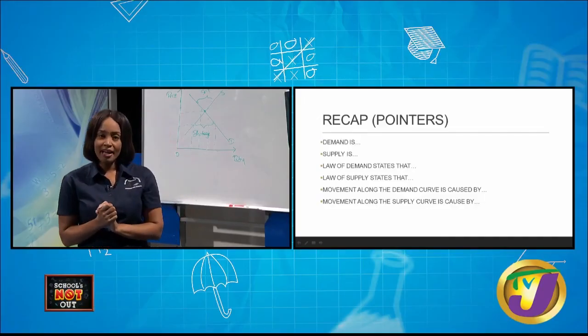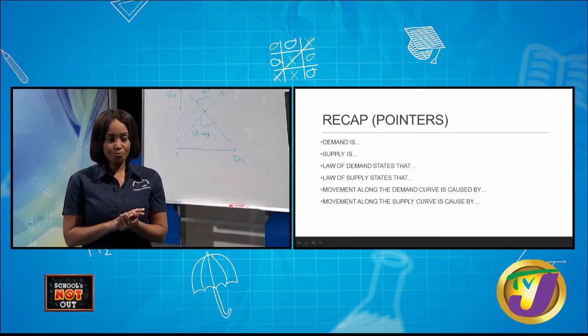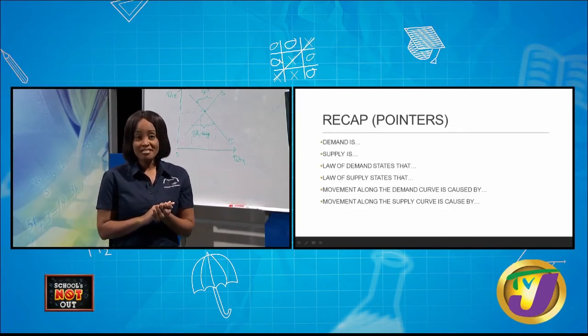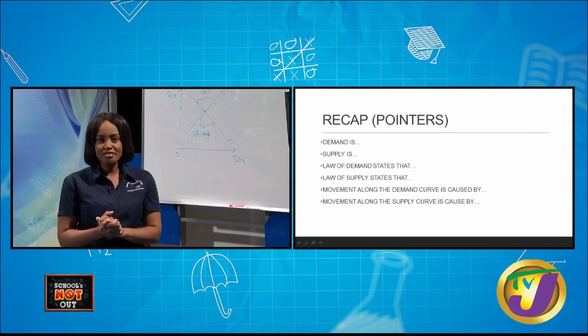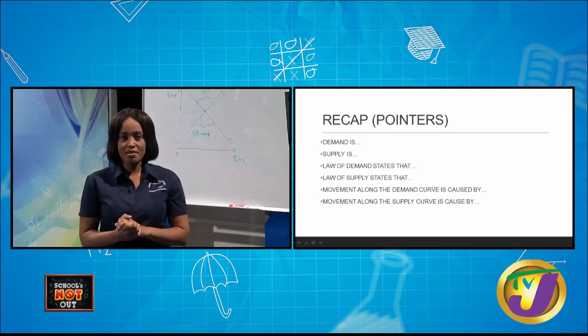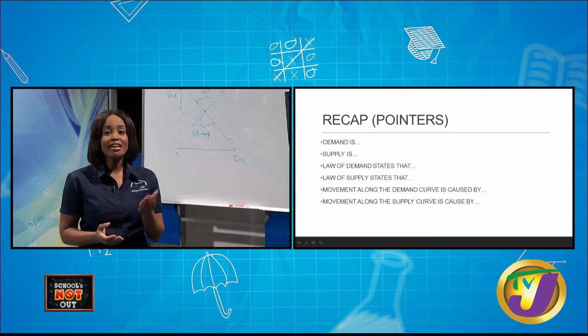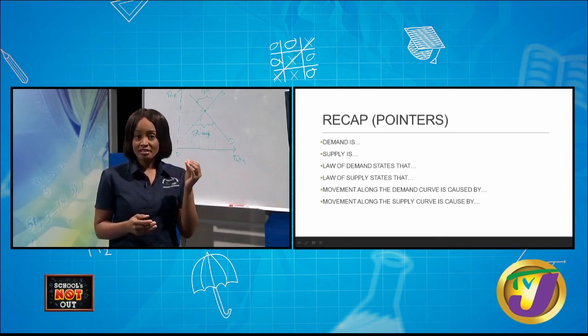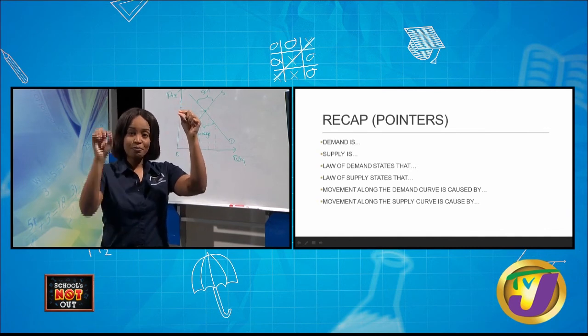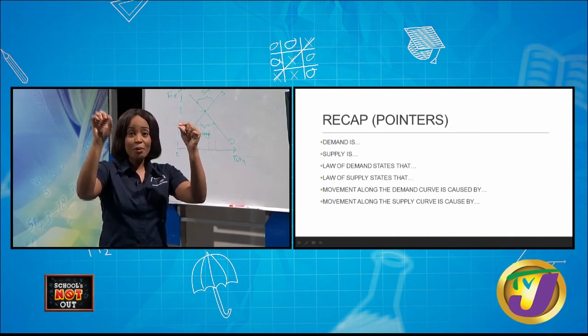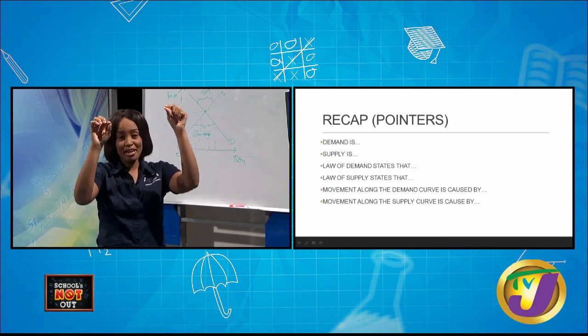And for supply, the opposite is true. When the price of a good increases, suppliers want to provide more goods and services so that they can increase the profit they make. So there is a direct relationship between quantity supplied and price. If quantity supplied is going up, price is going up. Or rather, when price is going up, quantity supplied is going up.